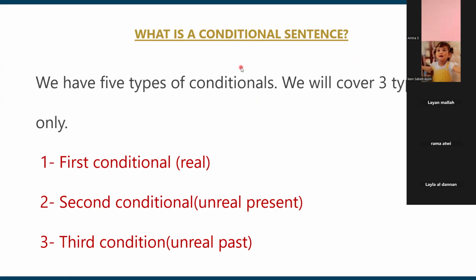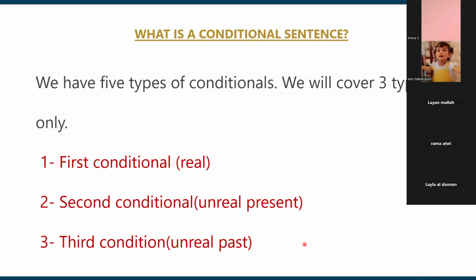We have 5 types of conditionals. We will cover 3 types only. First conditional, real. Second conditional, unreal present. Third conditional, unreal past.